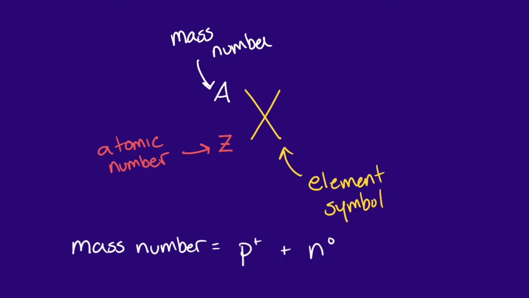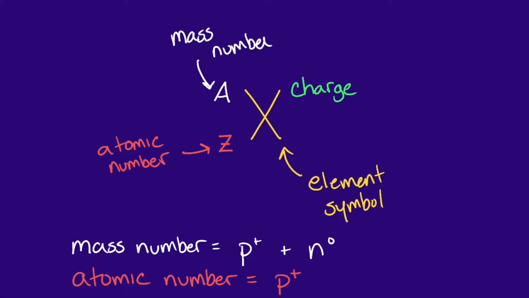In the bottom left corner of our element symbol, we will have the atomic number. The atomic number refers to the number of protons in the nucleus of this atom, and the atomic number is also the number that the element is given on the periodic table. So if you look at a periodic table, the elements are listed from 1 to 118. That number is the atomic number for that atom.